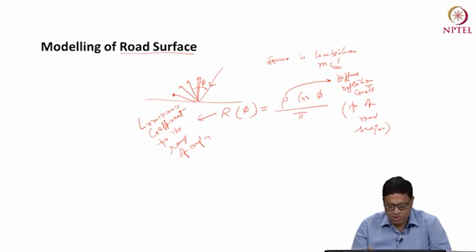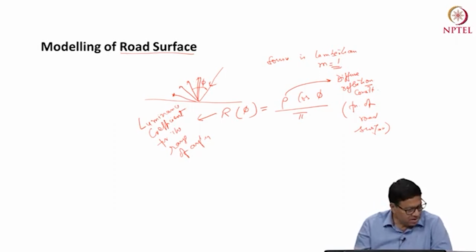So R phi, which is the luminous coefficient, is a function of phi. The scattering is given by rho, the diffuse reflection coefficient, into cos phi, where phi is the angle these rays make with the incident light, divided by pi. So this is a very simplistic modeling of the road surface, and we can call phi the polar angle of the scattered light.